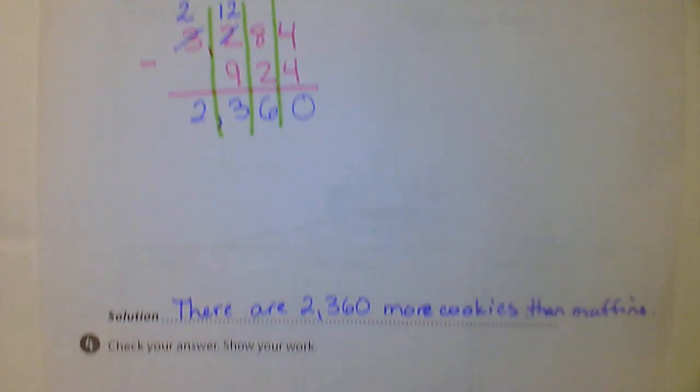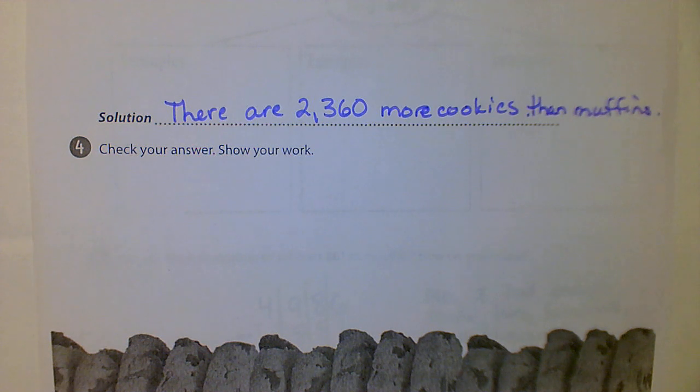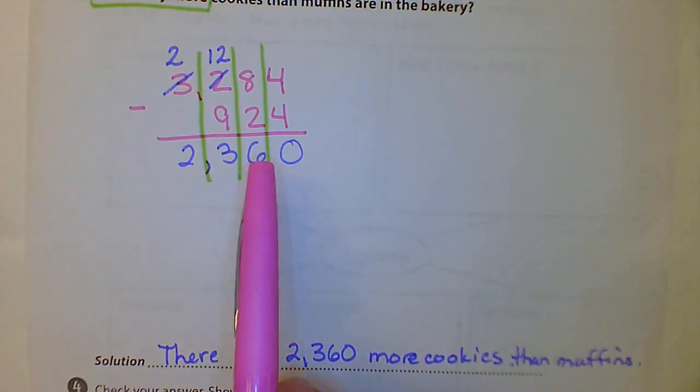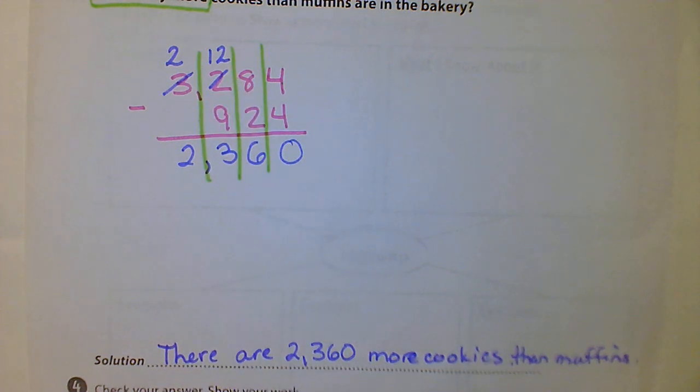Let's take a look at the bottom here. It says, check your answer, show your work. The way that you all agreed upon that we thought was the best way to check our work was to use addition. We're going to use the inverse. Inverse is like the opposite operation. So what's the opposite of subtraction? Addition. So what we're going to do is take our answer and add it to the number that we subtracted to see if we get the original number.